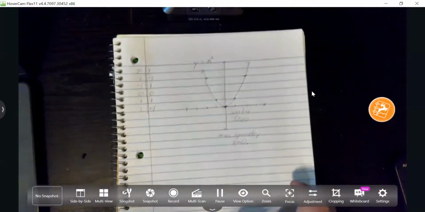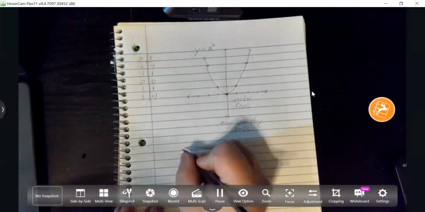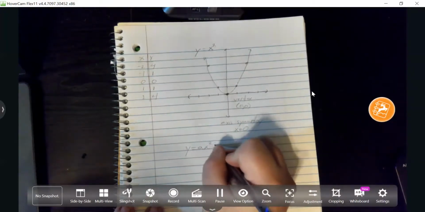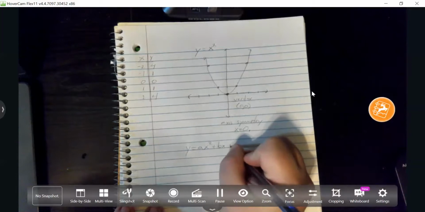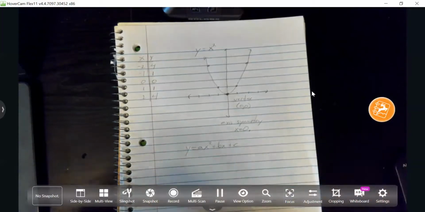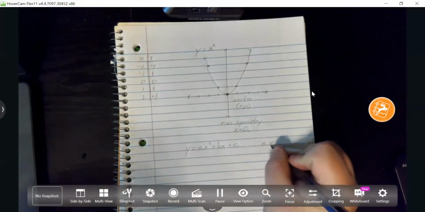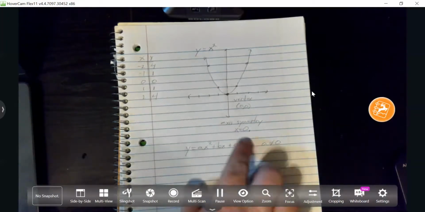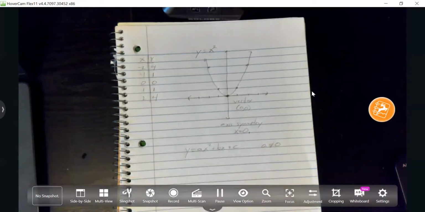Now, we have a whole bunch of different equations that involve parabolas. So here's our first one. The generic equation for any parabola is y equals ax squared plus bx plus c, where a, b, and c are just whatever coefficients you have. The only rule is a can't be 0, because if it was, then it wouldn't be a quadratic anymore. We'd just have something like 2x plus 1, and we'd be back to a linear function. So this is our generic equation for a parabola.